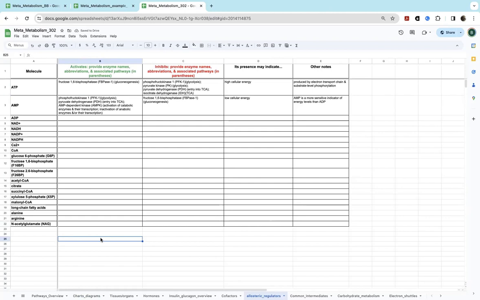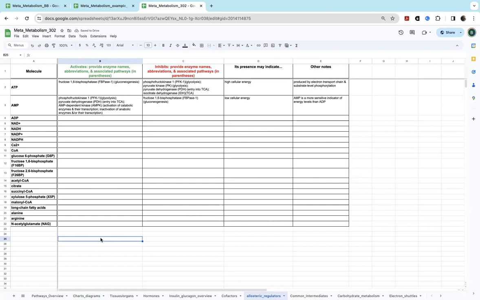But you'll also see that some steps of pathways are activated by the same molecules and some are activated by different molecules. And by focusing on the similarities and differences, you can learn key things about metabolism, such as the logic of the regulation and what changes in metabolism you might expect under various cellular conditions.